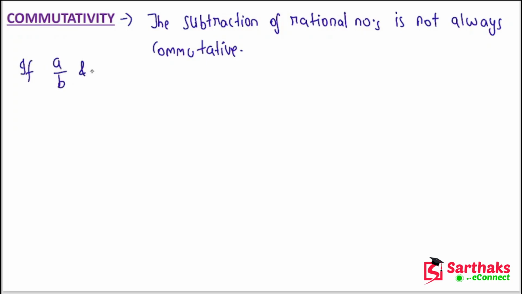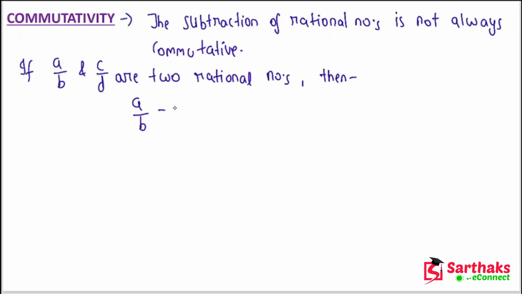Okay, it simply states that if a upon b and c upon d are two rational numbers, then a upon b minus c upon d is not equal to c upon d minus a upon b. So commutativity in subtraction of rational numbers is not defined, unlike addition of rational numbers. You can also verify it numerically.